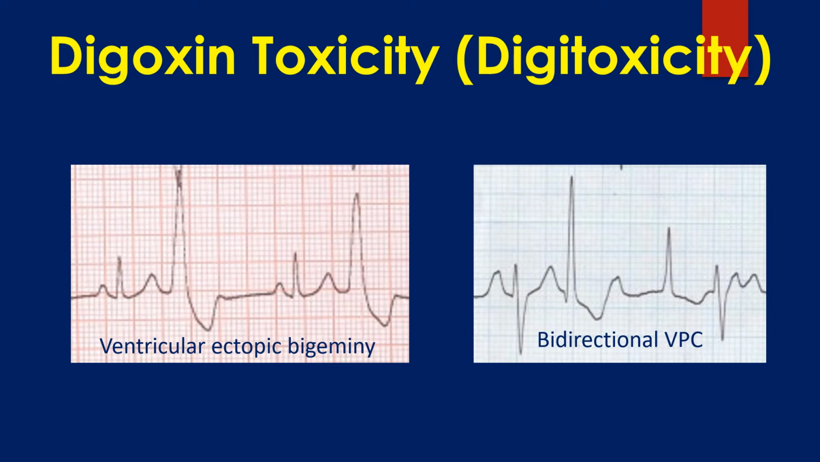Ventricular ectopic beats in bigeminy is one of the commonest arrhythmias of digoxin toxicity. The most characteristic arrhythmia of digitoxicity is bidirectional ventricular tachycardia. This can occur even with digoxin levels in the normal range. Severe bradycardia can also be associated with digitoxicity.